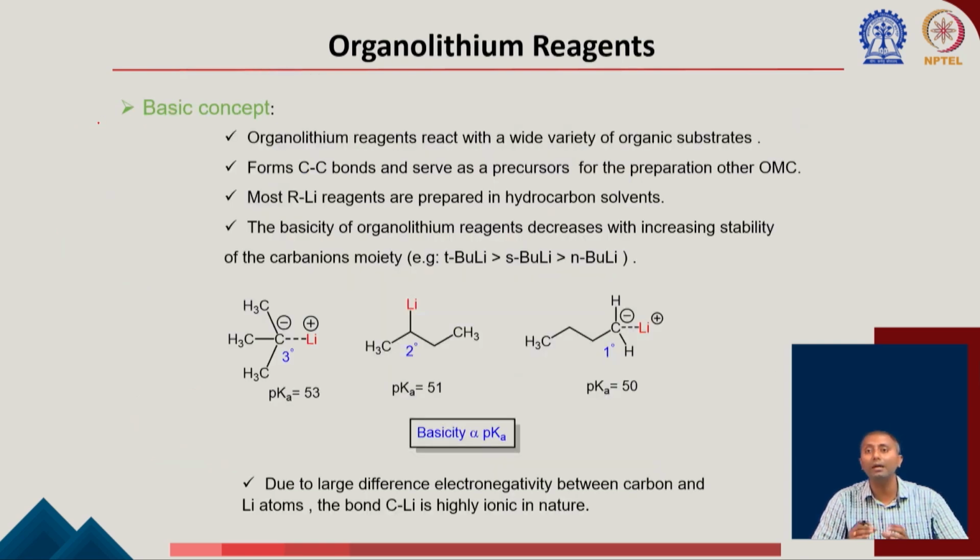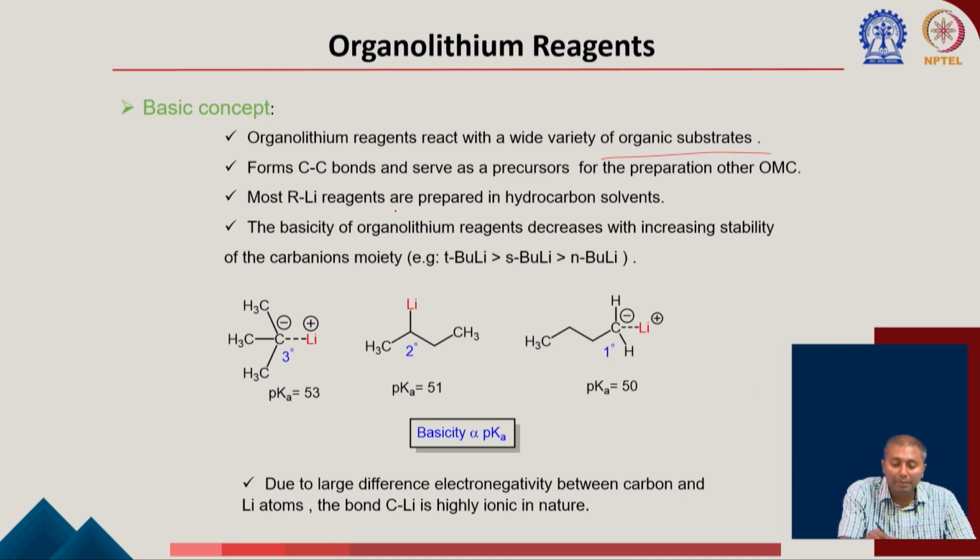So we are going to start with the organolithium. You can see first, organolithium reagents react with a wide variety of organic substrates. As you can see, this is a kind of carbon with a minus. It is able to react with different compounds. So it can act as a base as well as a nucleophile, depending on the structure. Okay, and then what is going to happen?